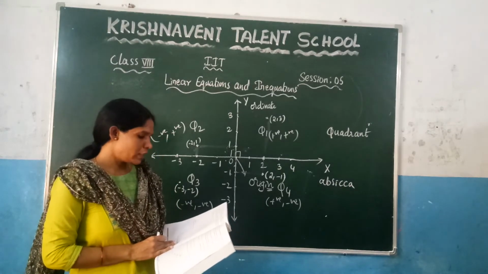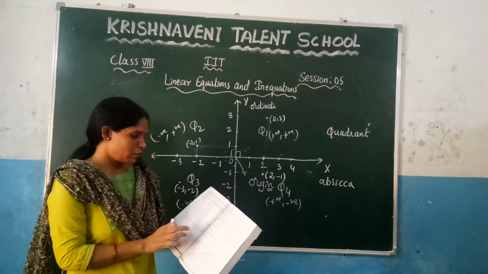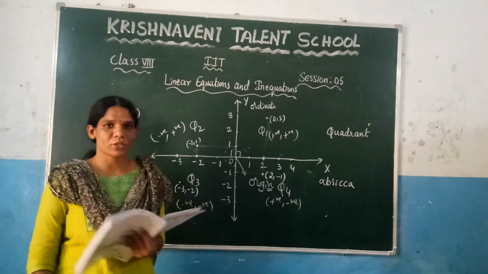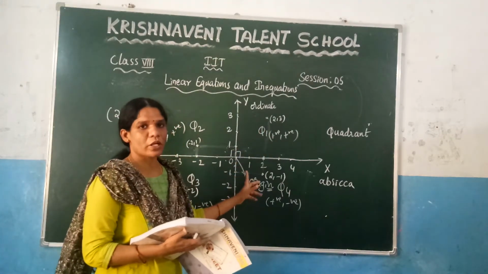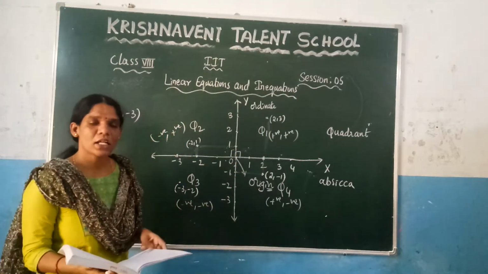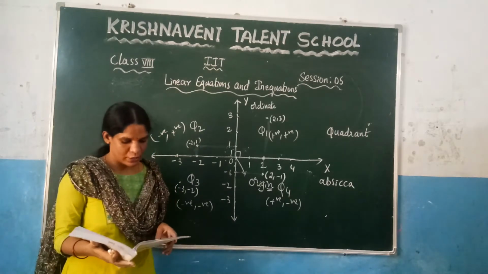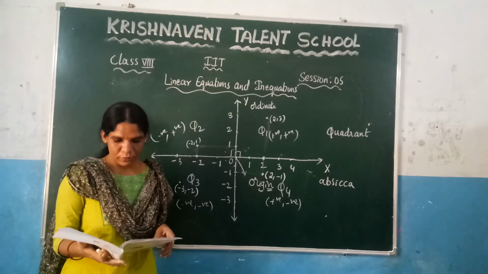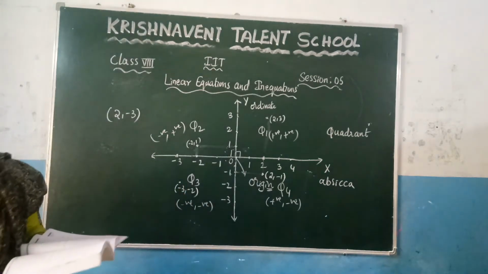Now see here, if you see example one, they have told how to plot the points on the coordinate plane. That I have also explained here. By taking each point in each quadrant, we have learned how to plot the points on the coordinate plane. And after that, let us consider an example.